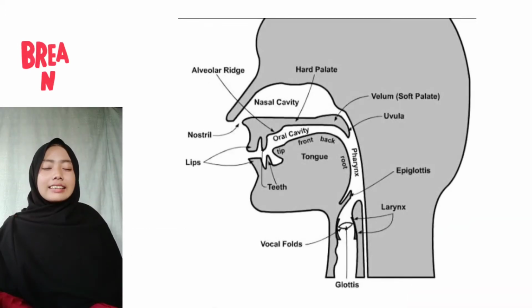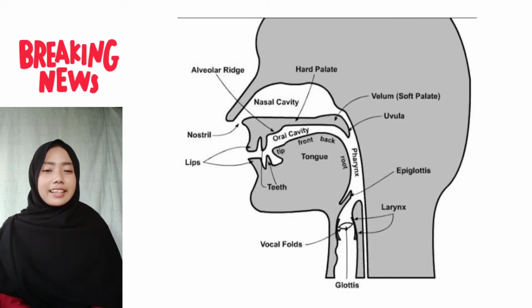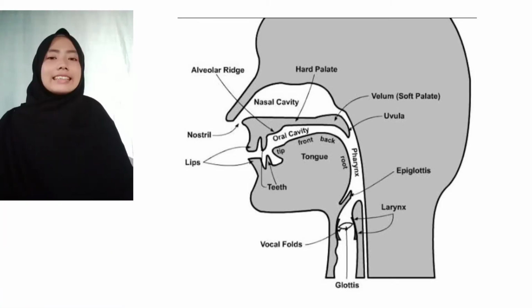Next is the labiodental. Labiodental sounds are produced by the upper teeth and lower lip, such as F and V. For example, F is favorite. Yes, favorite. And then for V, you can say various. Various. Yes, that's right.